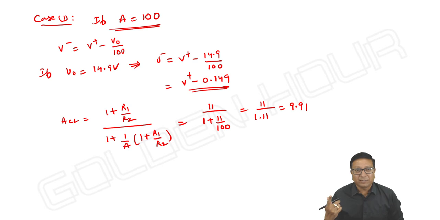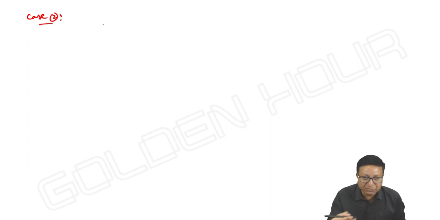But if A is tending towards infinity, the gain becomes 11. Is it not so? This is the idea here. So this value cannot be negligible. 0.149 or 0.15 cannot be neglected here if the gain is less. This is the scenario, and this is one case. And the second case where you cannot apply virtual short, case 2, where the virtual short fails, means A is infinity only.